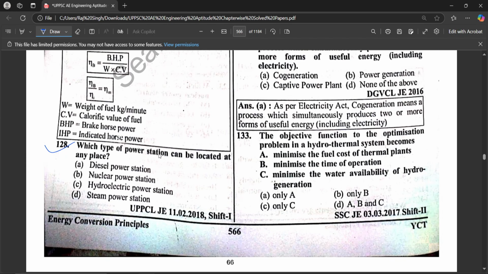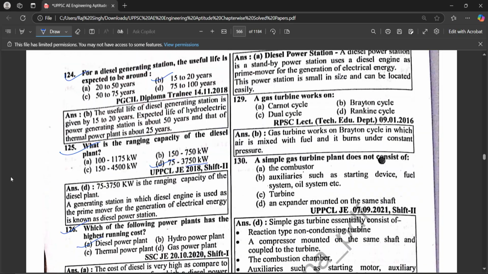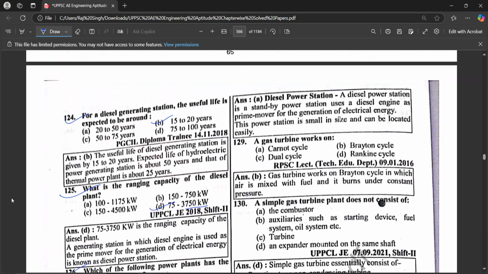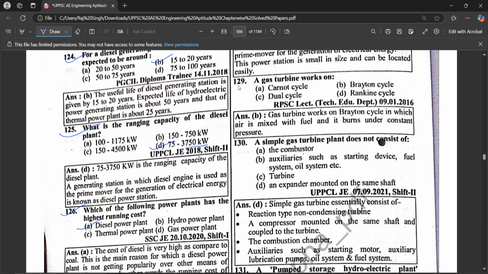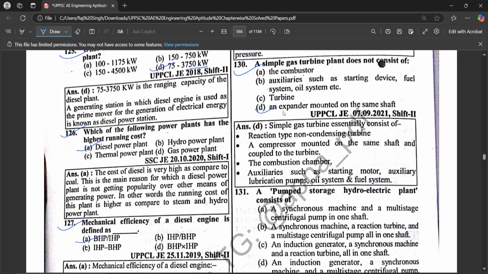Which type of power station can be installed at any place? I think diesel power station, this option is correct. Let's see the next question. A gas turbine works on the Brayton cycle. A simple gas turbine plant does not consist of an expander mounted on the same shaft.